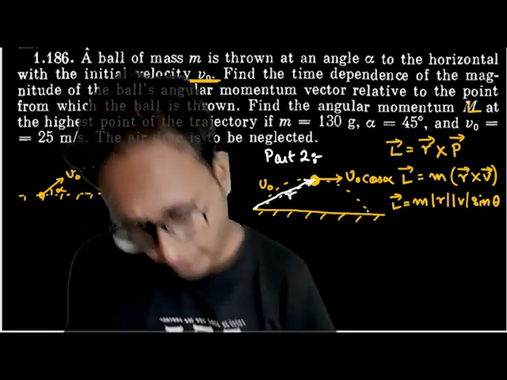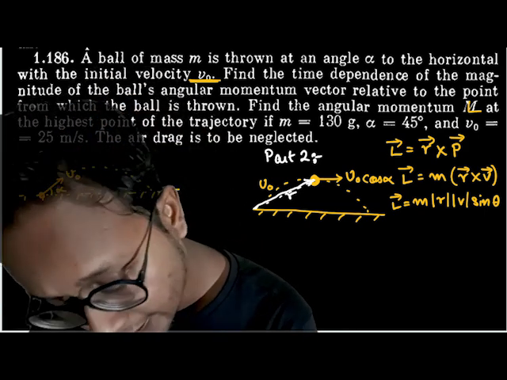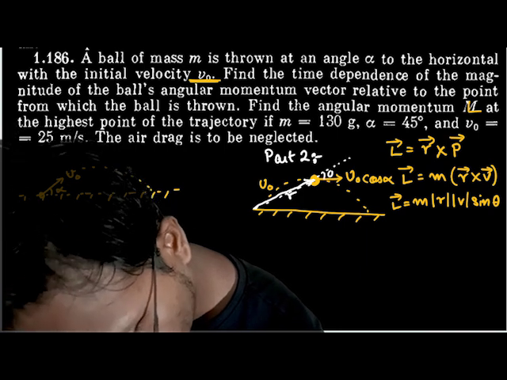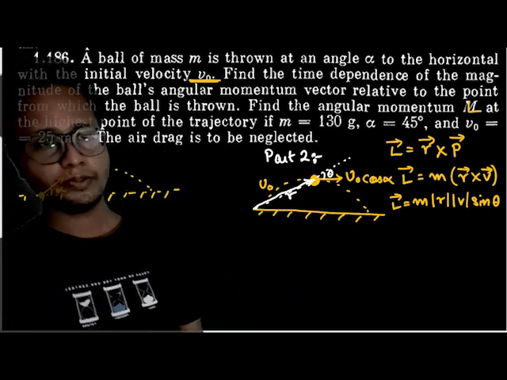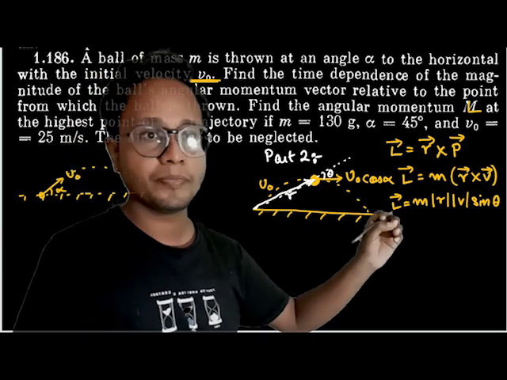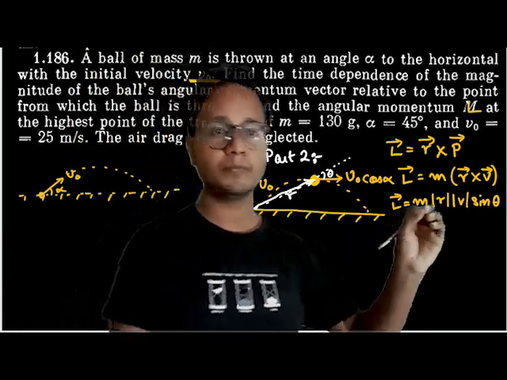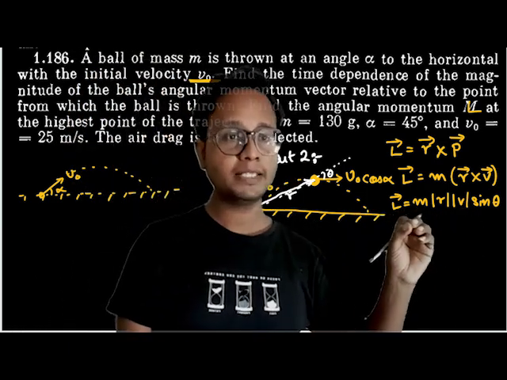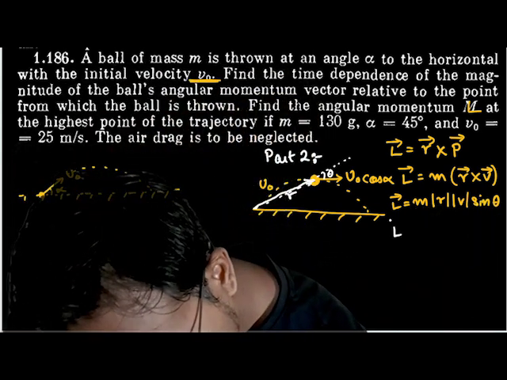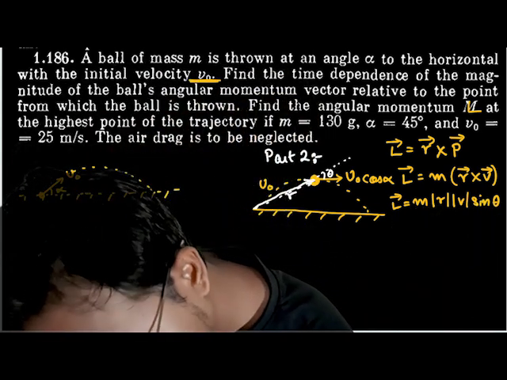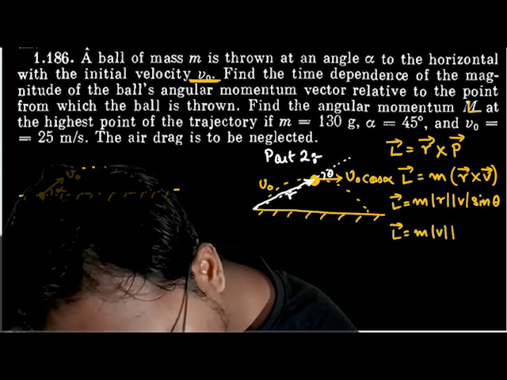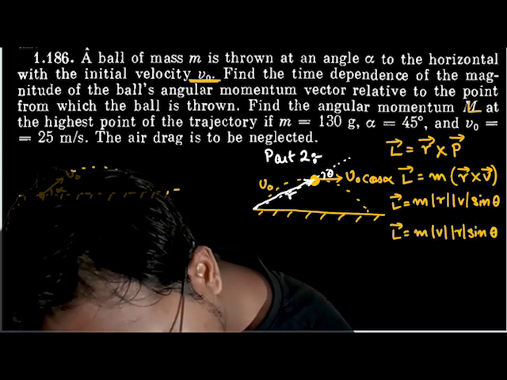Okay. Now see, I have to find out the angle theta, which is the angle between the R vector and the V vector. But instead of finding the angle theta, just hear me. I'm rearranging this term, M R V sin theta. I'm writing this term as M into V into R sin theta. So this L is nothing but M into V into R sin theta.